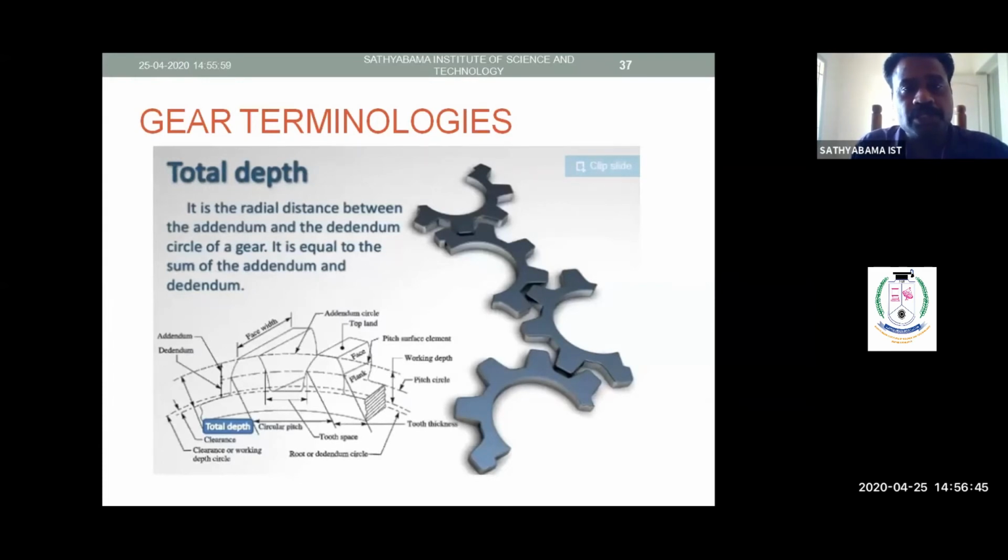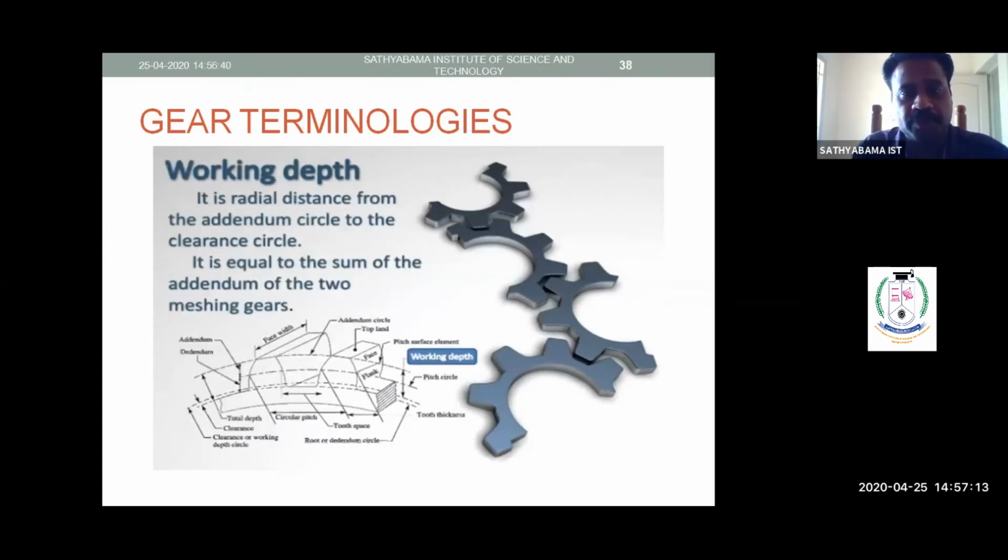Next, what is this total depth? In any gear, total depth stands for the radial distance between, or simply you can take it as addendum plus dedendum. What is addendum? From the top of the tooth to the pitch circle diameter. What is dedendum? Pitch circle diameter to the root of the tooth. The total addendum plus dedendum is called what? Total depth of the tooth.